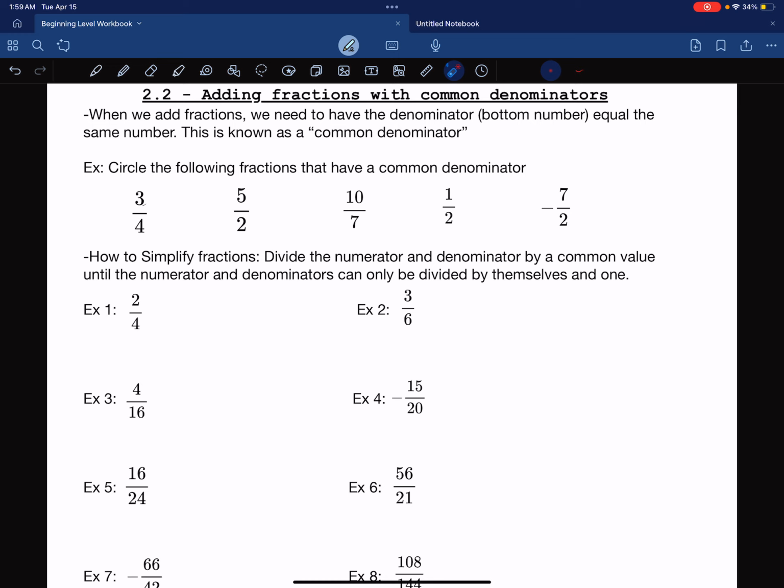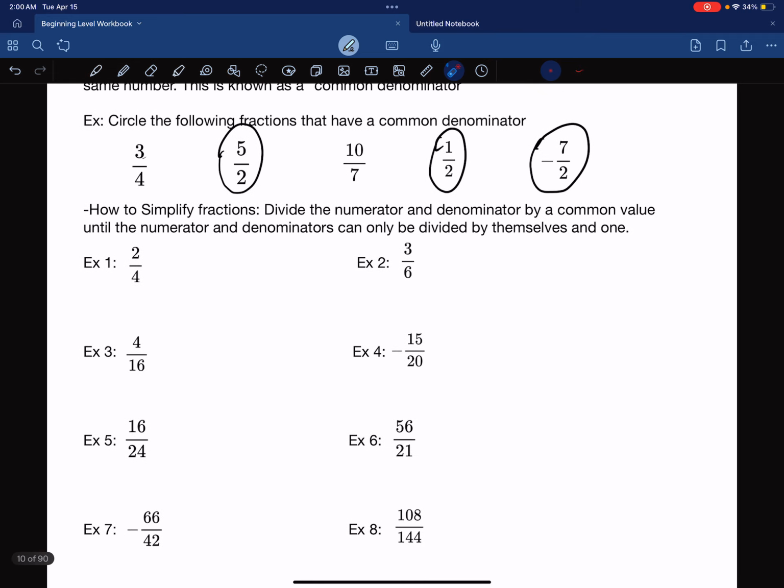So looking at all the denominators, these bottom numbers here, do we notice any denominators that have the same number? And in that case, we do. We have a 2 here, a 2 here, and a 2 here. So therefore, all three of these fractions have common denominators of 2. And just so we are also aware, it does not matter if the fraction is negative or positive. The denominator is always going to be the same regardless if it's negative or positive.